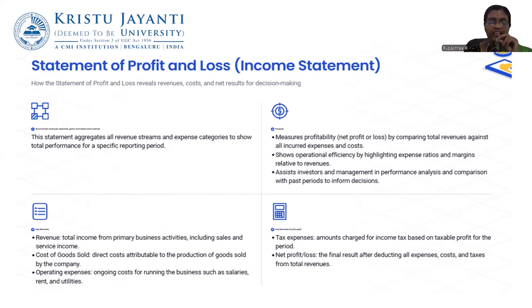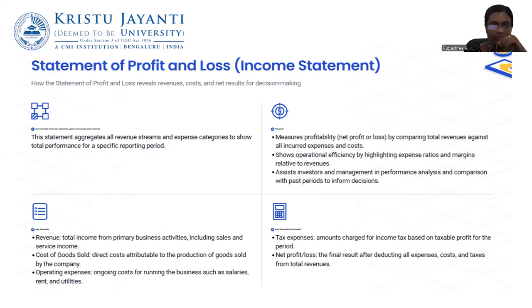This statement aggregates all revenue streams and expense categories to show the total performance for a specific reporting period. For example, usually we prepare the P&L account for a period of 1 year. So during a period of 1 year, this P&L account gives me an analysis of the revenue streams that are earned by an organization and also the expenditure categories that give me an overall analysis of the total performance.